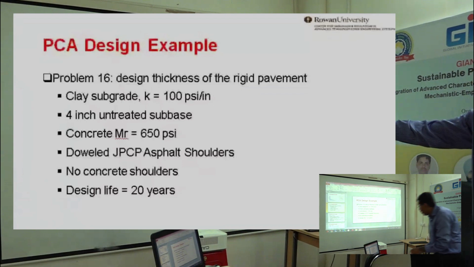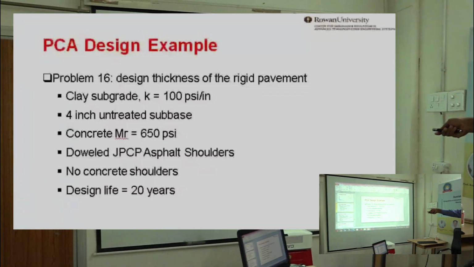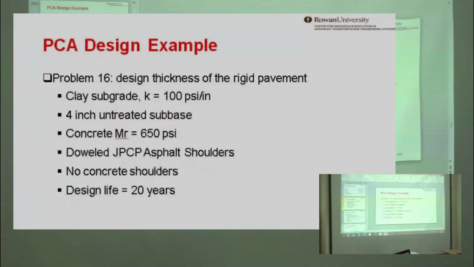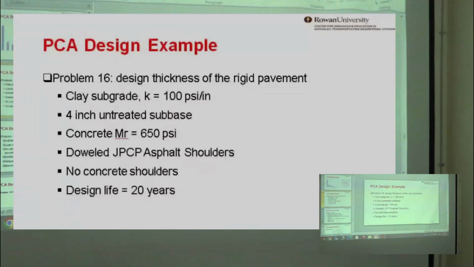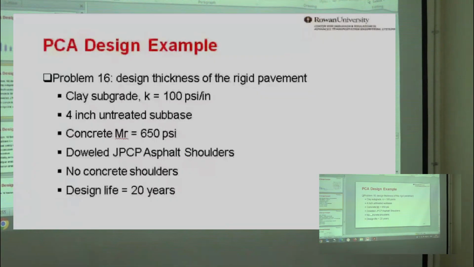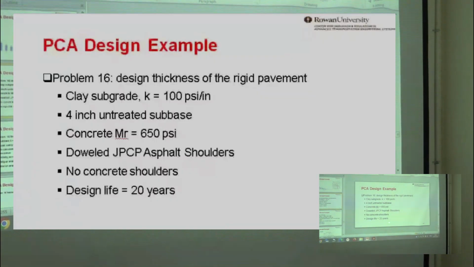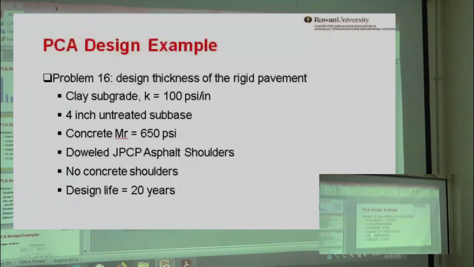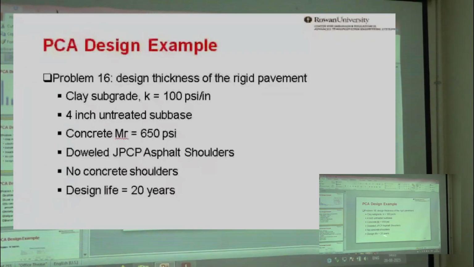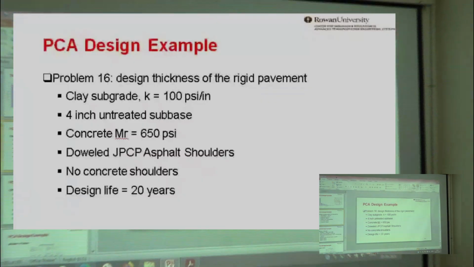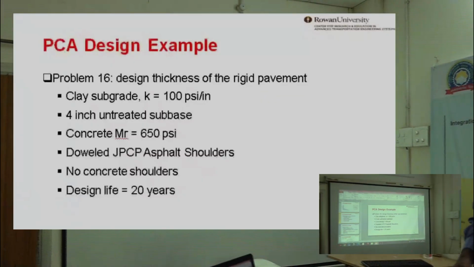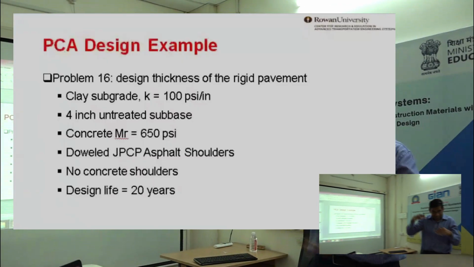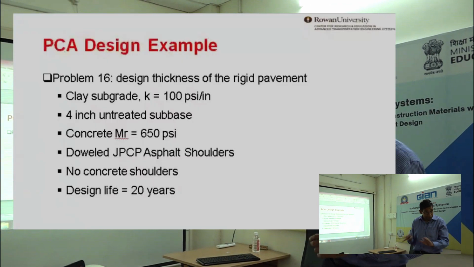So right here you have K of 100, and you have a PCA design of JPCP with asphalt shoulders, no concrete shoulder. Design life is 20 years. Okay, so if you want to take a photo of this, right, for this condition, and if I give you one row, just one row, let's say 11 million E-cells, that means you don't have to do the whole thing, just one row, not even tandem, only single.